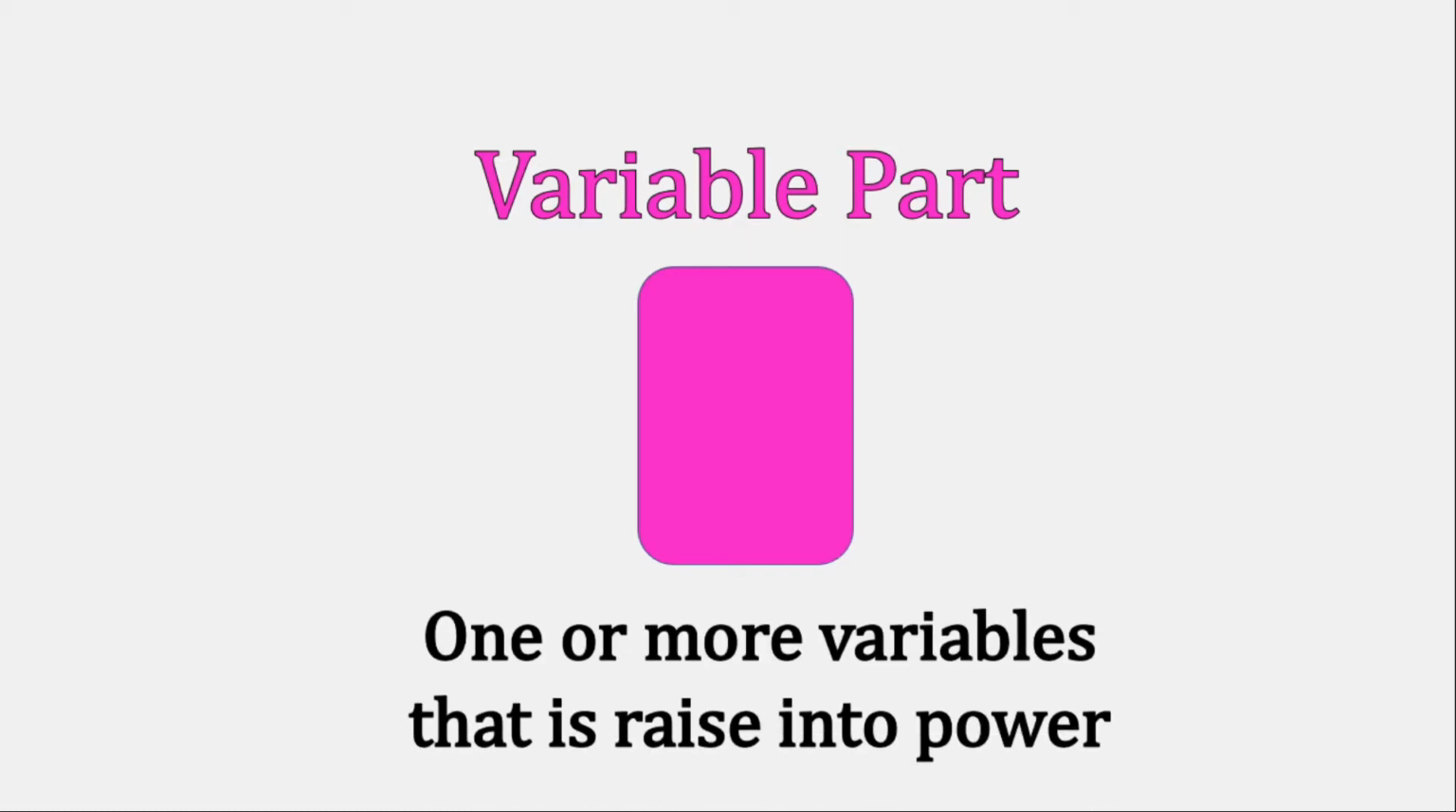The variable part is somewhat tricky. We can say that it is composed of one or more variables that are raised to a power. Take note of this: it should be raised to a power to be considered a variable part of a term. x squared is an example. y is an example. As you can see, we cannot see any number that serves as the exponent of y.